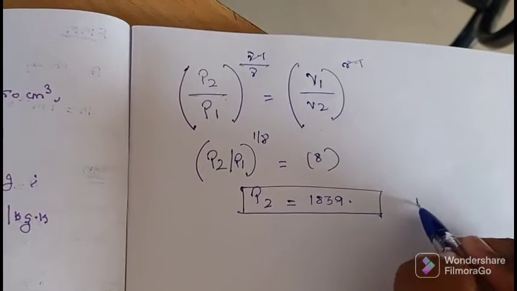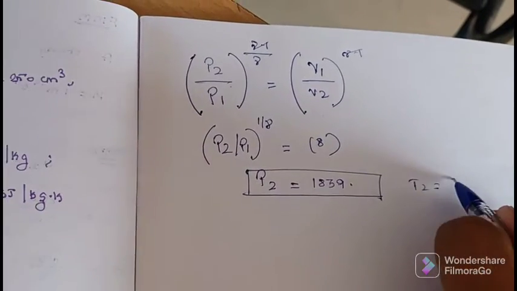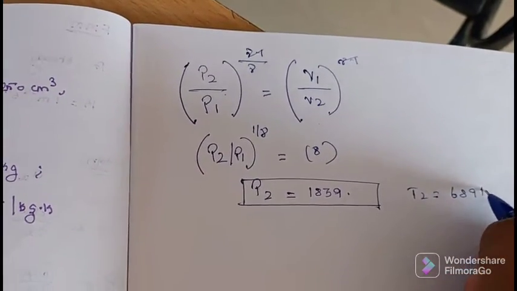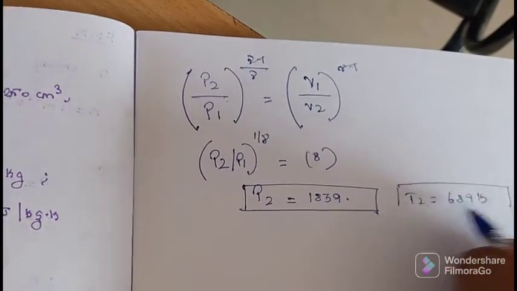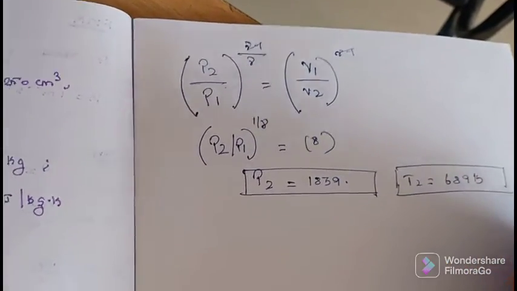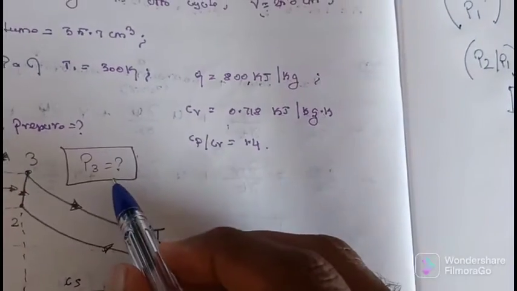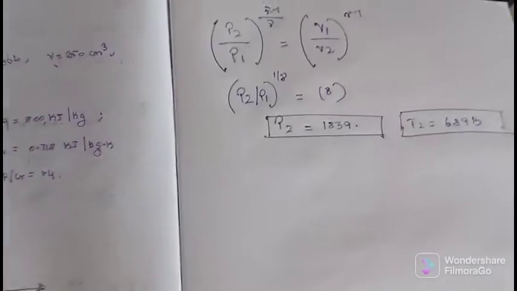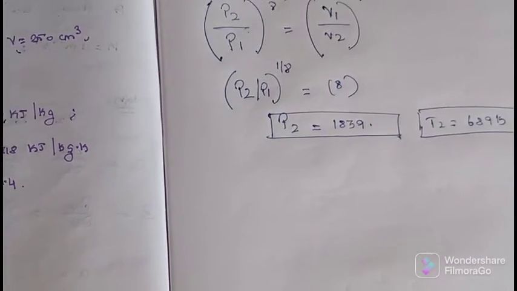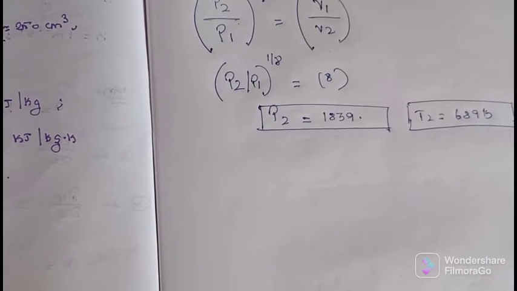So from this we have identified P2 is equal to 1810, T2 is equal to 689 Kelvin. So what we have to go into next is to find P3. For that, we have to know the value of T3.